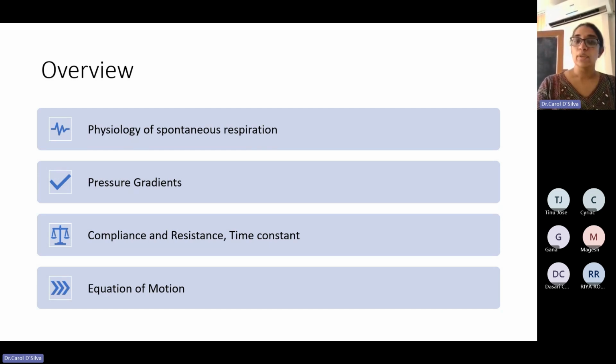A little bit you have to understand about what is compliance, what is resistance. Time constant, I'll just touch upon. It's a little complex, this thing. I'll just touch upon it, but I'll explain about it. And lastly, about equation of motion.